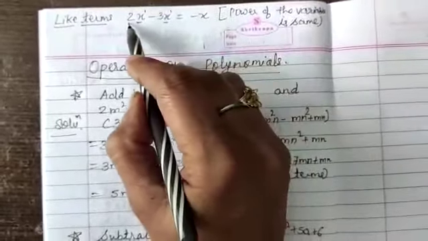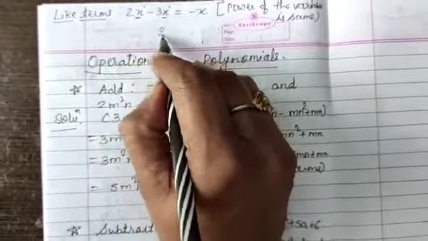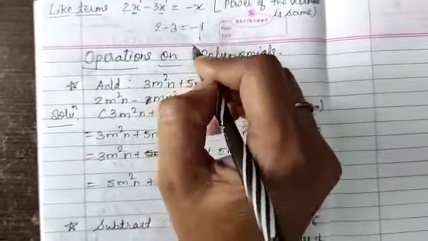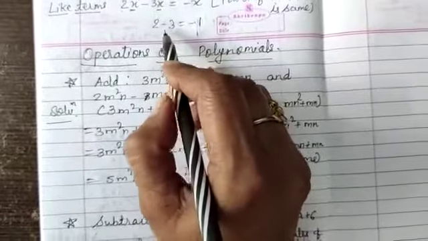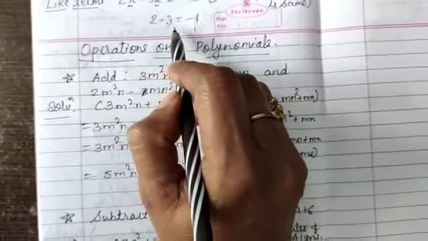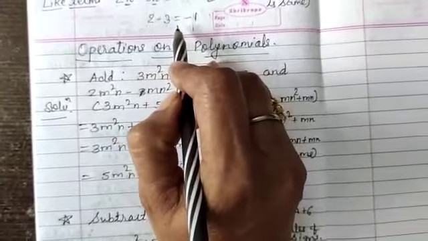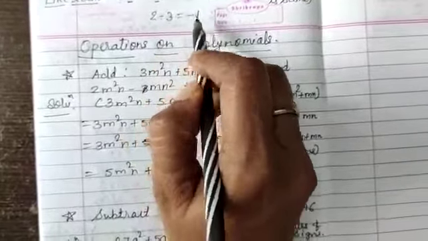Now see the coefficient. What is the coefficient here? 2 and here 3. And you know 2 minus 3 is equal to minus 1. Means if 1 is positive, 1 is negative, you have to subtract the smaller number from the bigger number. Means 3 minus 2 is equal to 1, and we put greater number sign. And what is greater number sign here? Minus. So it becomes minus 1.